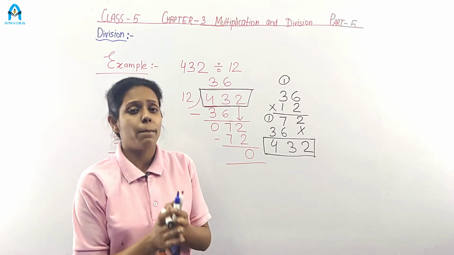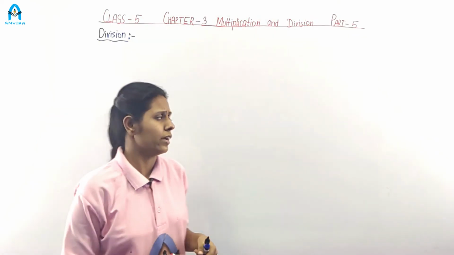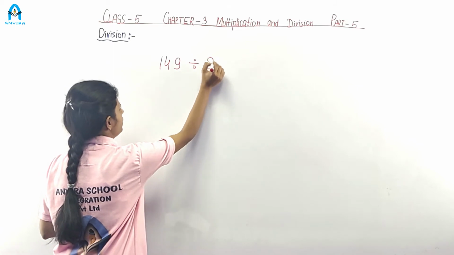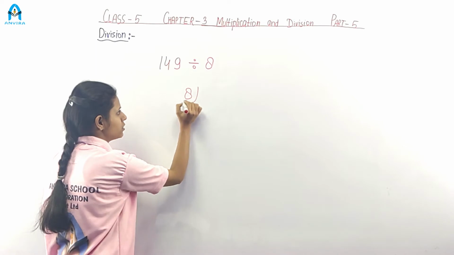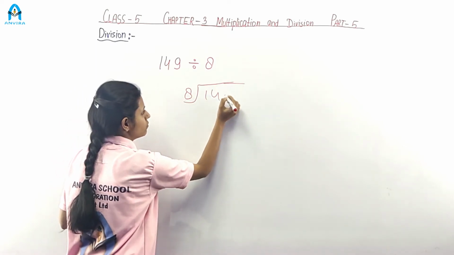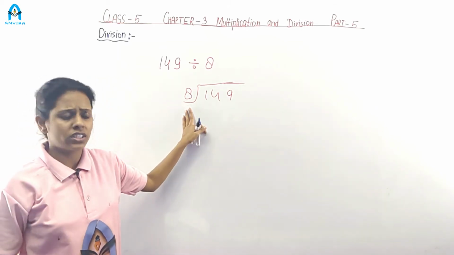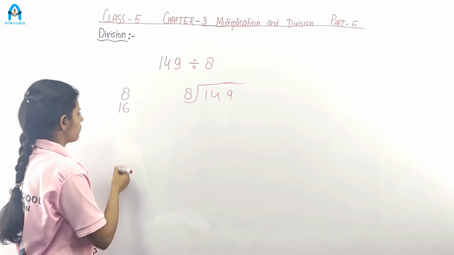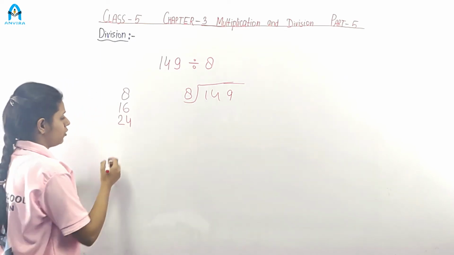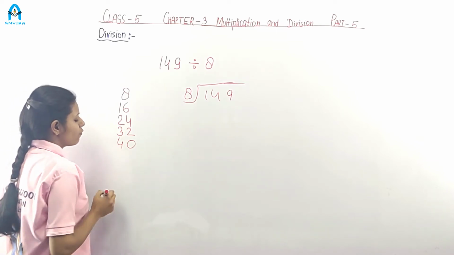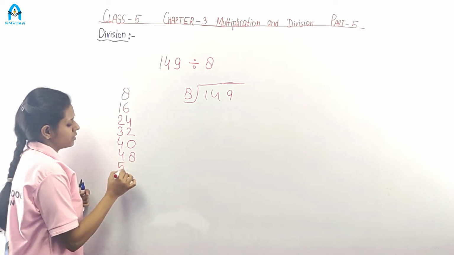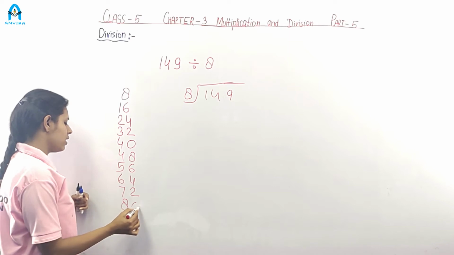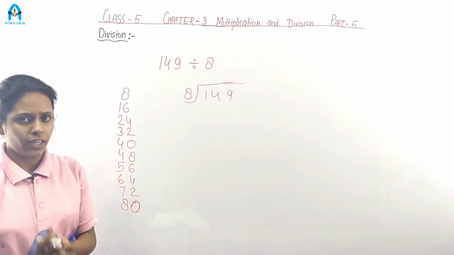So let's do some practice. Let us take one more example to understand. So here, 149 divided by 8. So let's divide 149 by 8. For this we want the table of 8. Just write 8 ones are 8, 8 twos are 16, 8 threes are 24, 8 fours are 32, 8 fives are 40, 8 sixes are 48, 8 sevens are 56, 8 eights are 64, 8 nines are 72, 8 tens are 80. So here is the table of 8. So let's start.